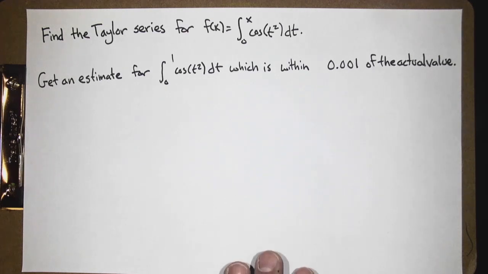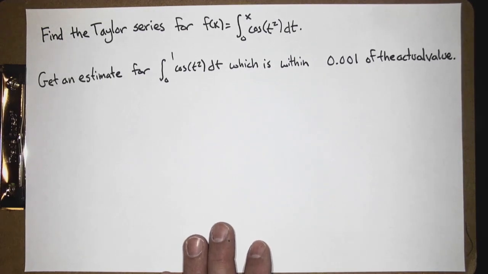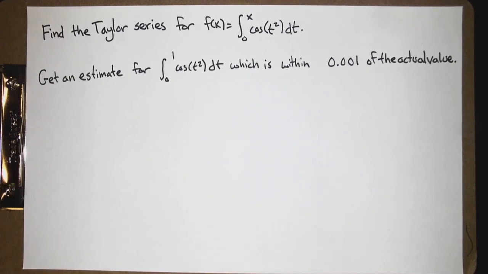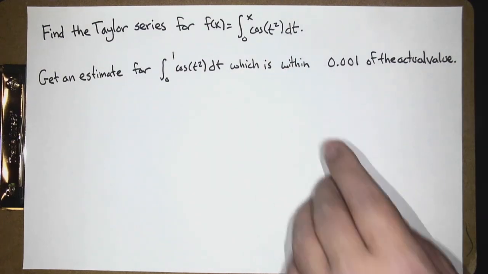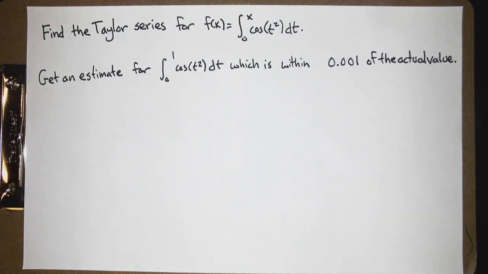Find the Taylor series for f of x equals the integral from 0 to x of cosine of t squared dt. Okay. Now, is there a way for us to integrate cosine of t squared dt? Think back to before we started this portion of the class. If you were asked to integrate cosine of t squared dt, what's the appropriate response?